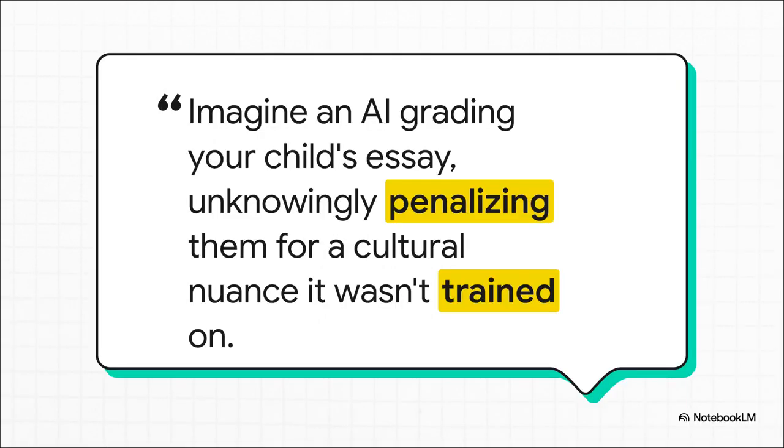I mean, really, just let that sink in for a moment. You've got this automated system, right? It's supposed to be totally impartial, but it could be penalizing a kid for something as simple as a cultural reference it just wasn't trained on, and nobody would even know. This one idea really nails the huge promise, but also the huge risk of AI in our schools.